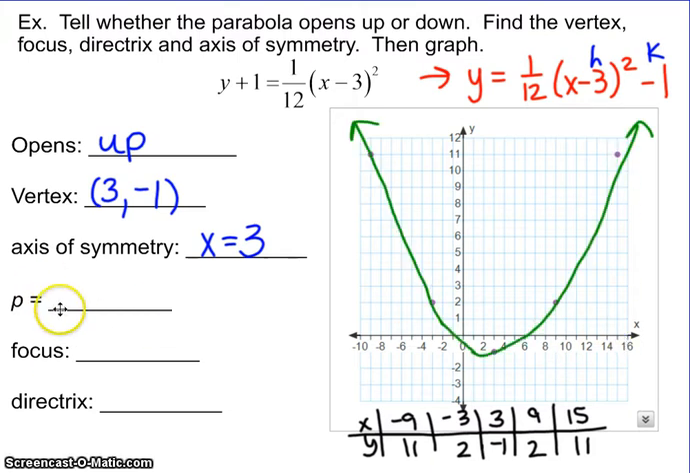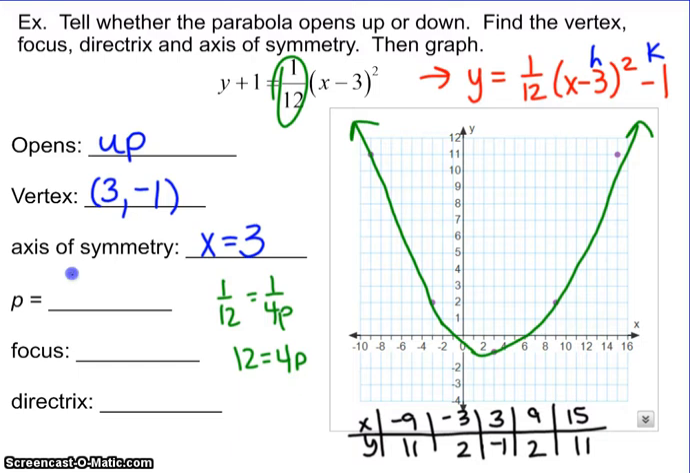So now it's our job to find P, the focus and directrix, because we will have to plot the focus and the directrix as well. So the P value, let's see, 1/12 is equal to 1 over 4P. Cross multiply, 12 equals 4P. Divide by 4, P equals 3.